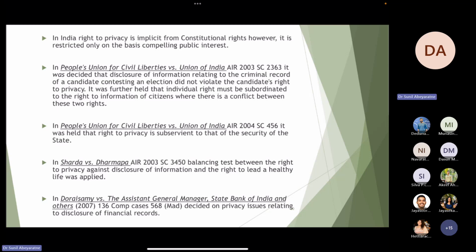Now let's see what the situation is in our neighbor country, India. In India, the right to privacy is implicit from the constitutional right. However, it is restricted only on the basis of compelling public interest. This was discussed in the Puttaswamy case. In the Puttaswamy case, the Supreme Court recognized it as a fundamental right of the people of the country, and they are entitled to maintain and protect their privacy. Privacy protection is a fundamental right in India. This was discussed in Puttaswamy versus Union of India.